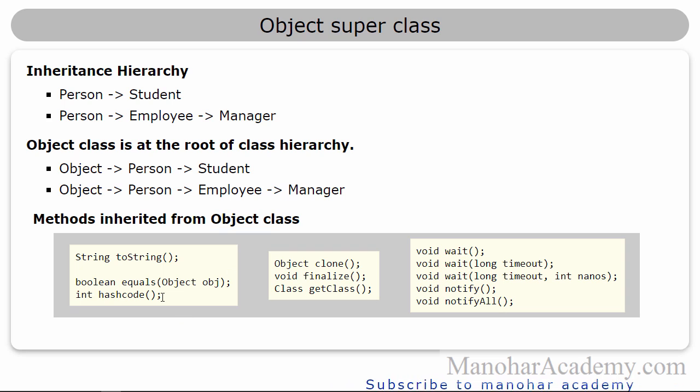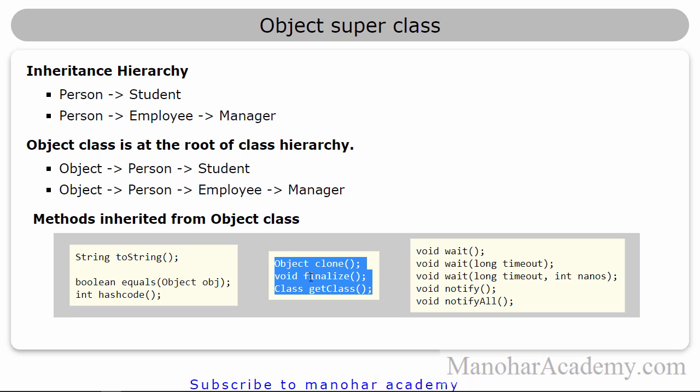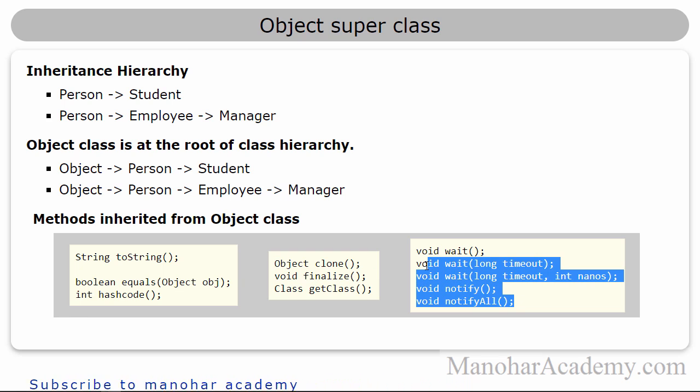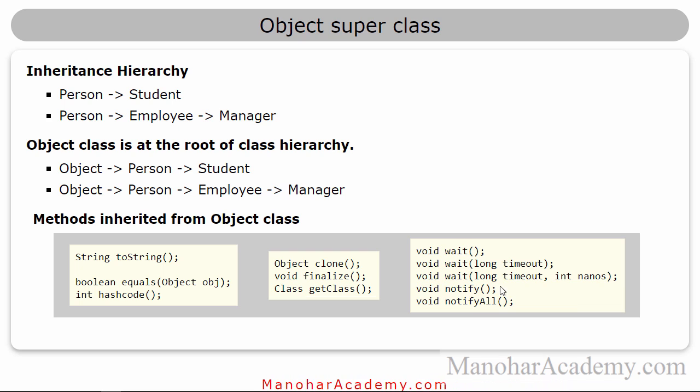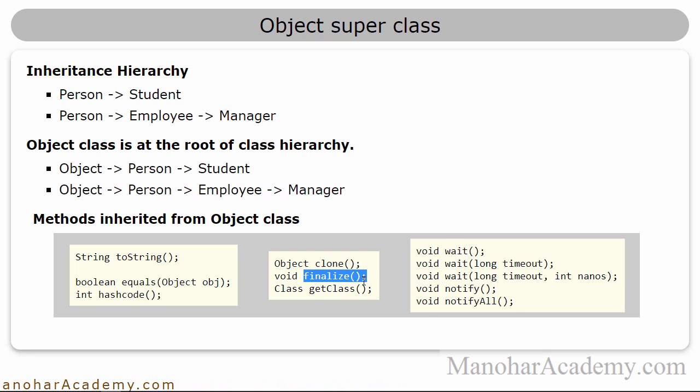The first three methods are very frequently used, and these three are rarely used or used sometimes. And the five methods here, the five versions of two methods, that is wait and notify, they will be used in case of concurrent programming. We are a very long way from learning about concurrent programming, so we don't worry about these five methods at this time.